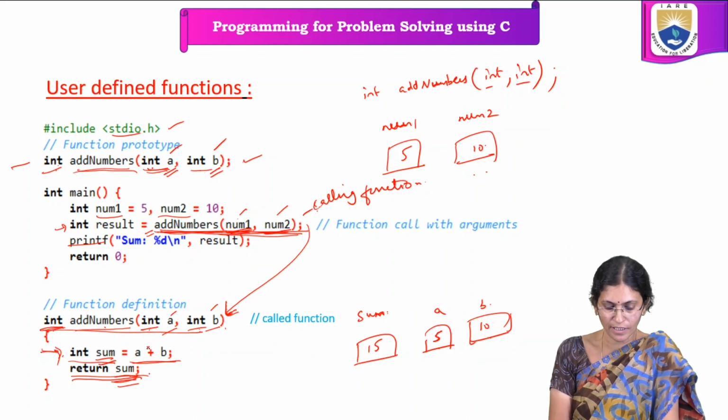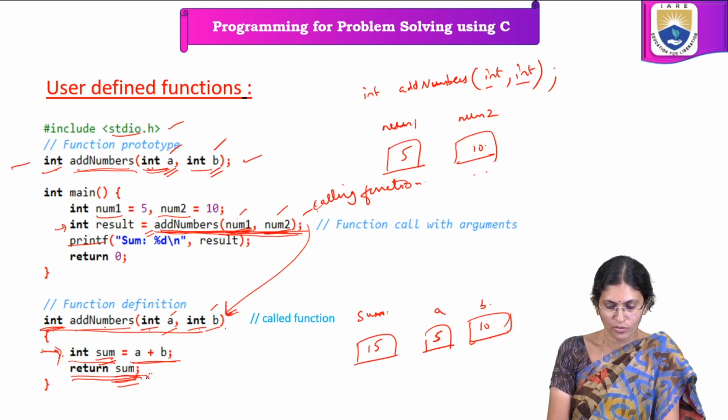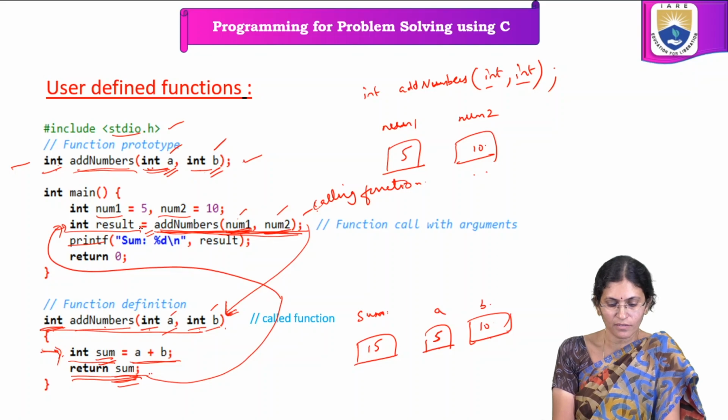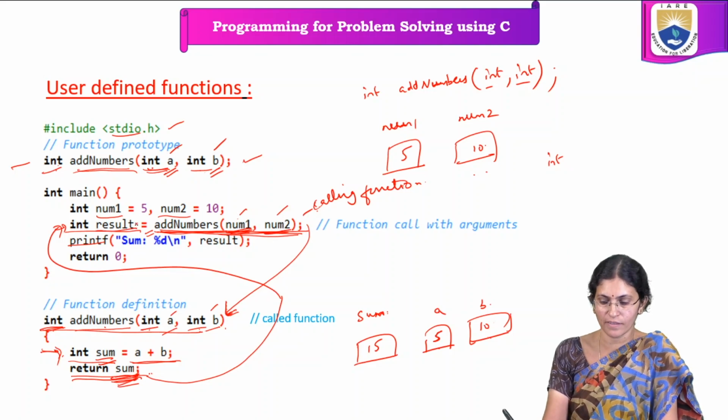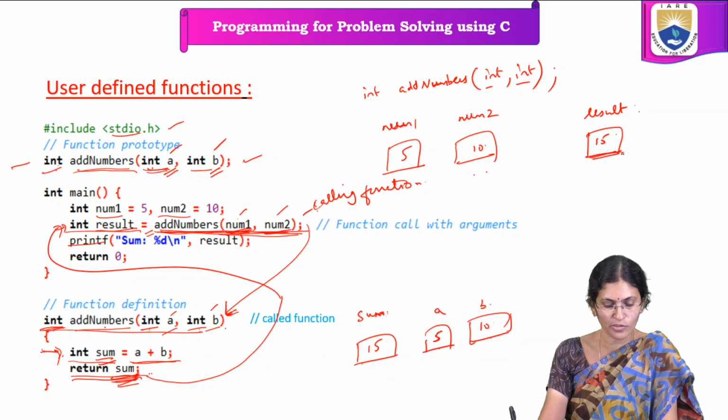Whenever the function sees the return statement, that is the end of the function. After that, the control is transferred back here. Here we have declared a variable, int result, of integer type. The value of sum is copied to the variable result, which is also an integer type. Now result is equal to 15.